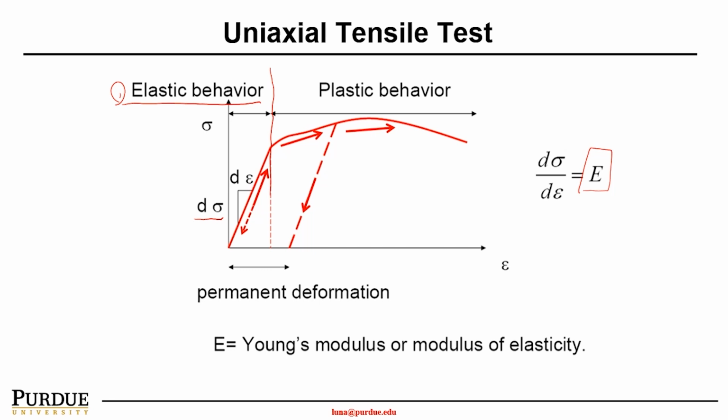Once we pass the linear region, we expect a substantial increase of the strain induced by an incremental increase of the stress, and then the stress will reduce with continuous increase of the strain. In this area, we call it plastic behavior. We will discuss the plastic behavior next week.